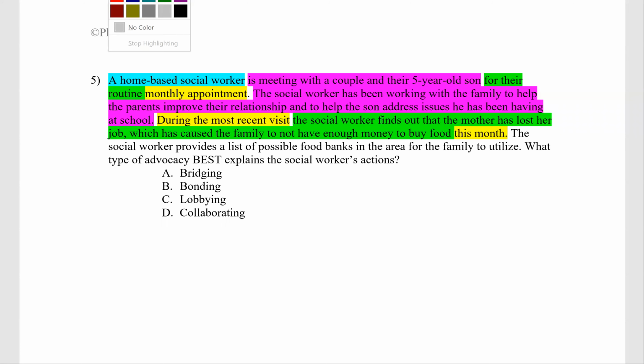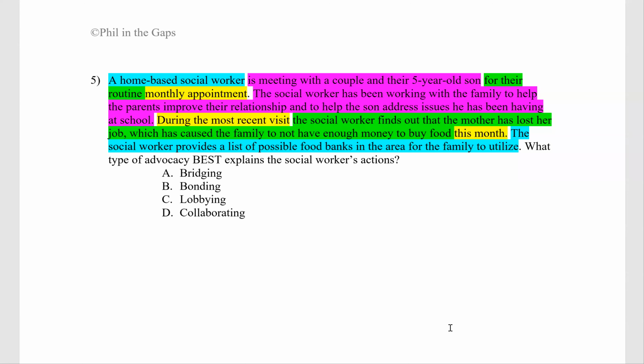Any length of time, hop on top of it because it paints a picture of what we're looking at in this given moment. So it's a new thing that has arisen. The social worker provides a list of possible food banks in the area for the family to utilize. What type of advocacy best explains the social worker's actions?